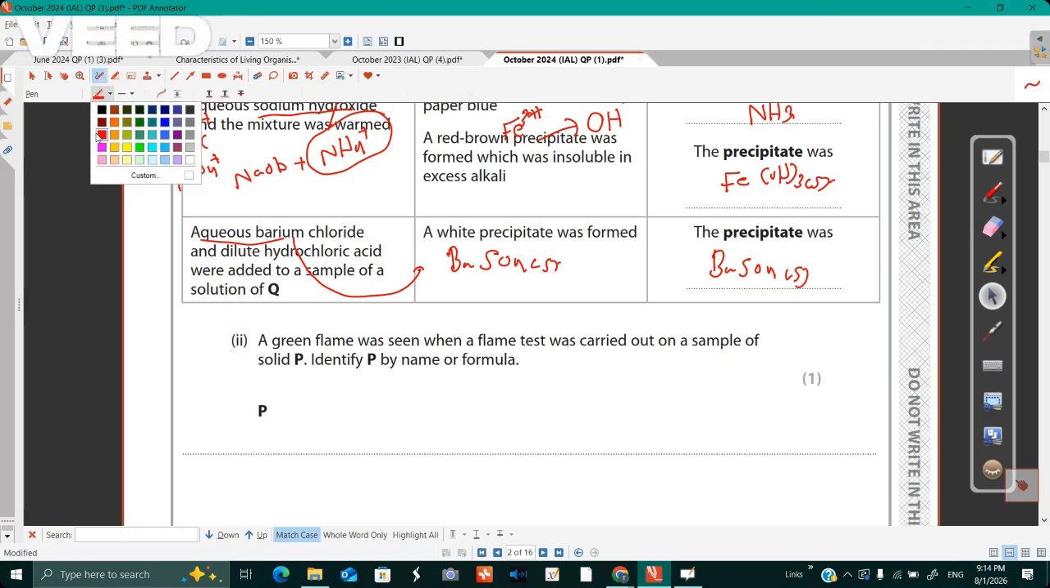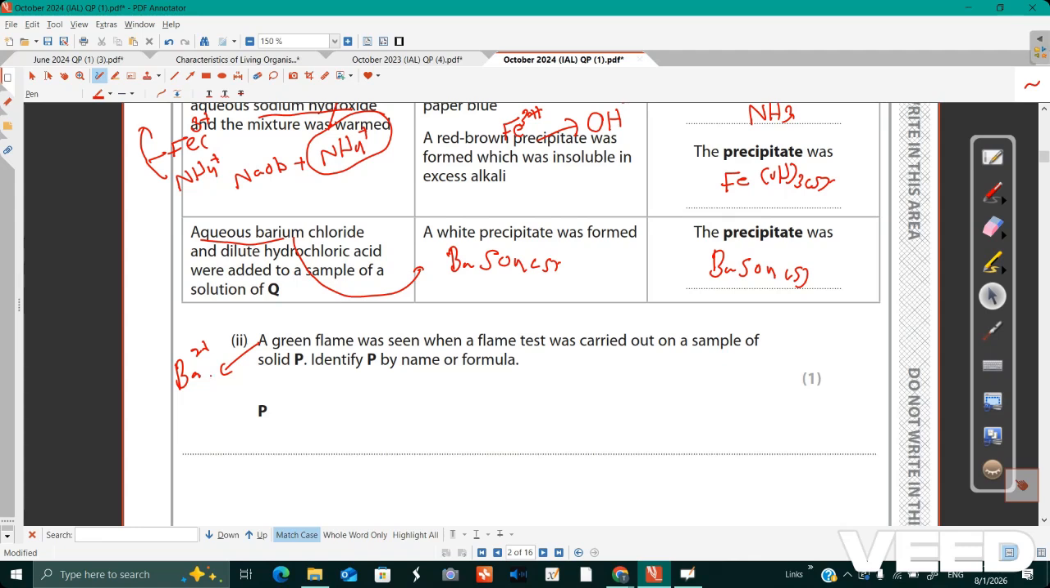Green color flame, usually, is given by what? Barium. So that you must memorize. Both barium and copper give a green color in the flame test, but for copper we usually call it apple green. It's a specific green color. So it must be barium.